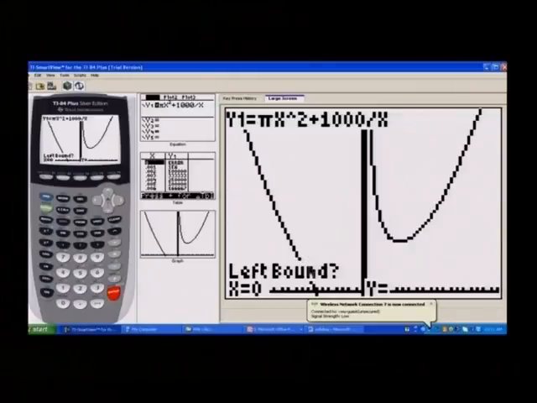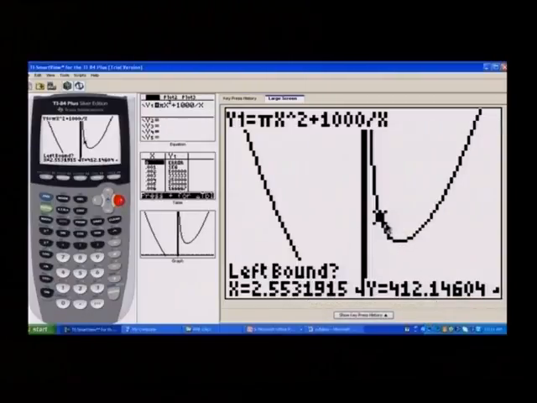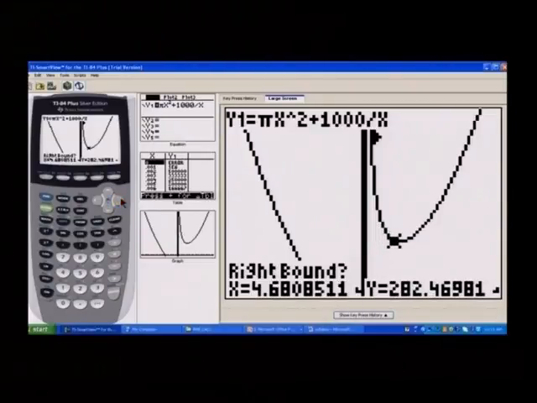All right, it's going to ask us for a left bound, and I don't even see my cursor, so I'm going to watch my numbers down here at the bottom until I see that cursor. There he is. And just keep moving to the right till I see him. All right, for the left bound, you want to be to the left of that minimum, which it is, so I'm going to just hit enter. Then it's going to ask me for a right boundary. I keep moving my cursor until I'm to the right of that minimum. Enter.